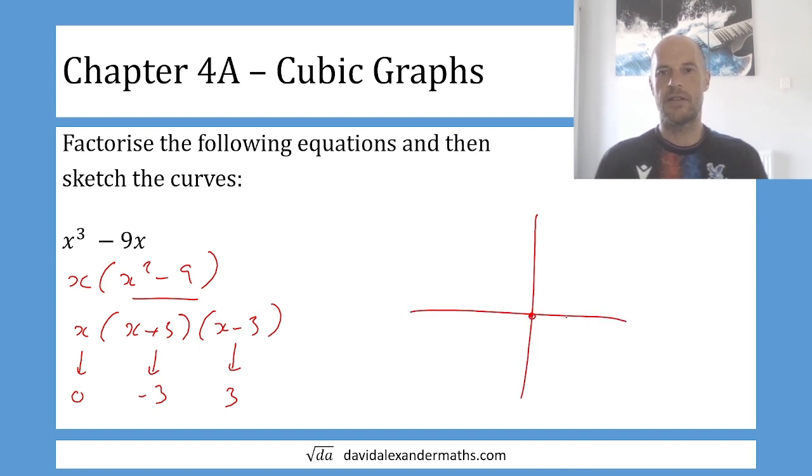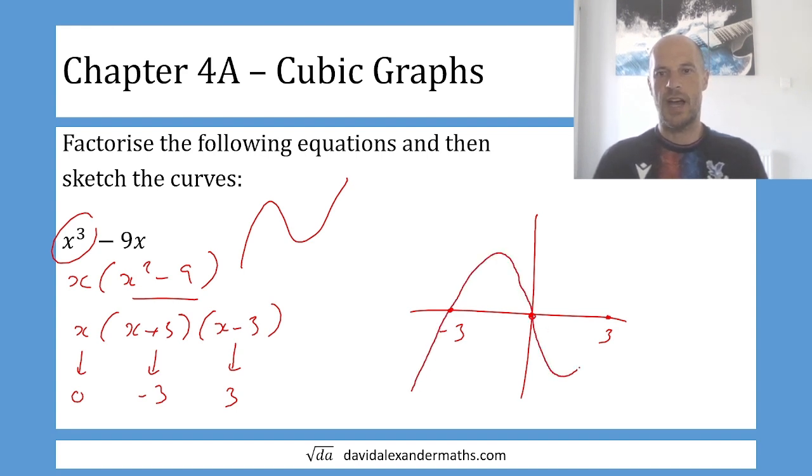So 0, plus 3, minus 3. It is a positive cubic, so it's going to go up, then down, then up again. So it's going to go up through -3, down through the origin, and up through 3.